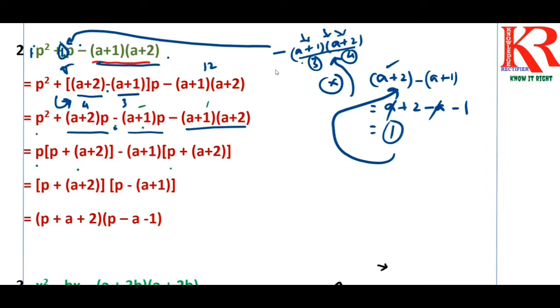Then you take common from the first and second. What is common? P is common. What is left? P plus a plus 2 is left. This sign will not change.